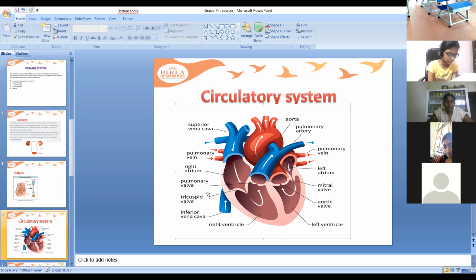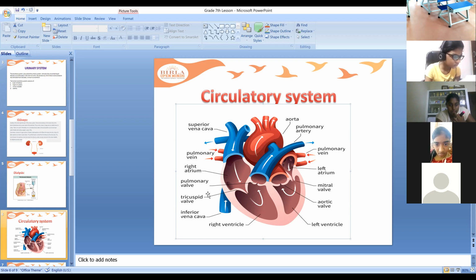Valves are present between the atrium and their respective ventricles. Valves prevent the backflow of blood. If these valves are not there, then there are chances of blood flowing backwards. So these valves prevent the backflow of blood. Here you can see the mitral valve on the screen. You can see the pulmonary valve also. These valves prevent the backflow of blood.